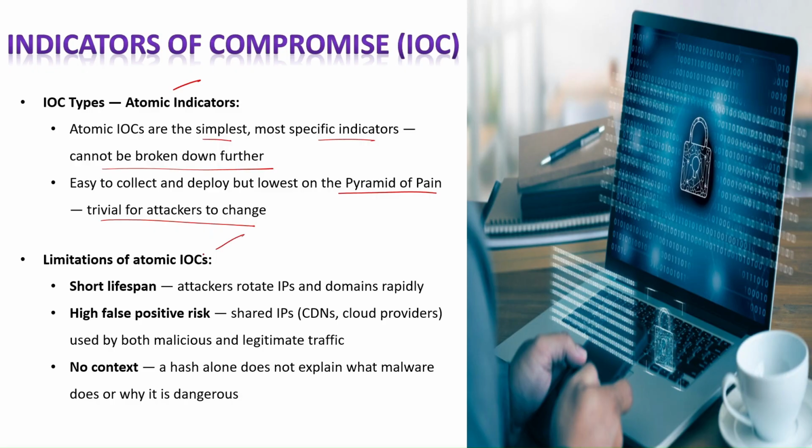What are the limitations of atomic IOCs? They have a short lifespan, as attackers rotate IP addresses and domains rapidly. They carry a high false positive risk, since shared IPs, CDNs and cloud providers are used by both malicious and legitimate traffic. They have no context, so a hash value alone does not explain what malware does or why it is dangerous.